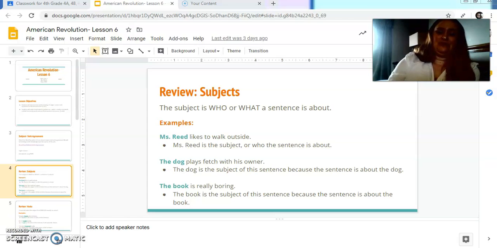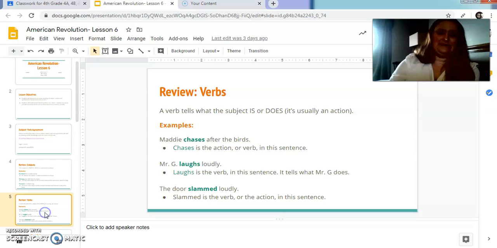And the last example is the book is really boring. Who or what is doing something, even though it's a thing, technically it's about the book. The book is the who or what. That is the subject. So those are the subjects of our sentence.